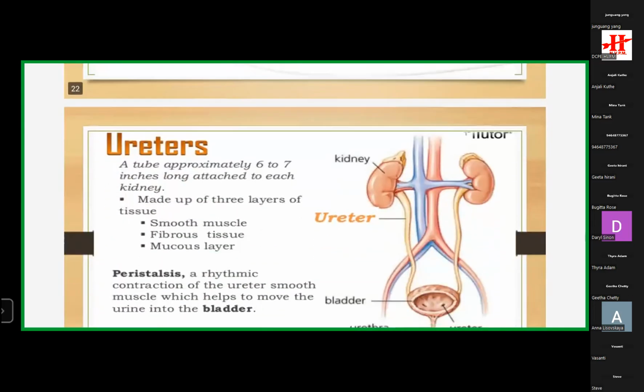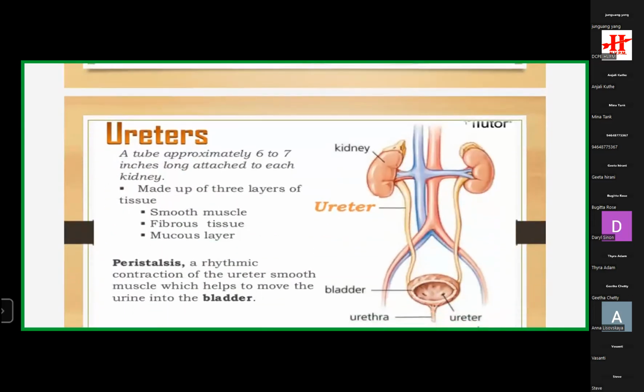Now, another important one is the ureter. After formation of urine in the nephron, what happens? This urine is collected in the pelvic part of the kidney, and from the pelvis there arise two ureters, one from the right kidney, one from the left kidney, tube-like structures. These are narrow tubes. They carry the urine from the kidney towards the bladder.